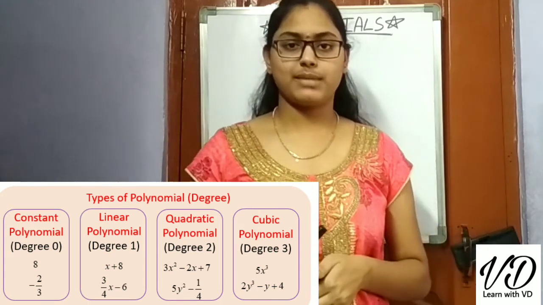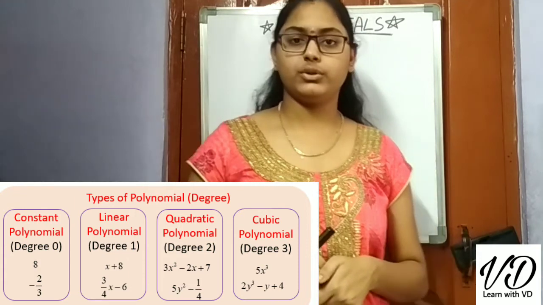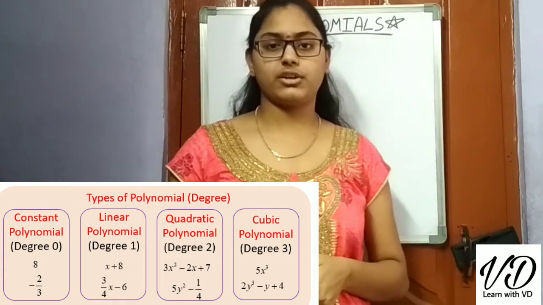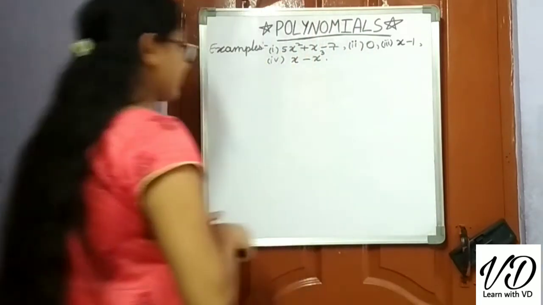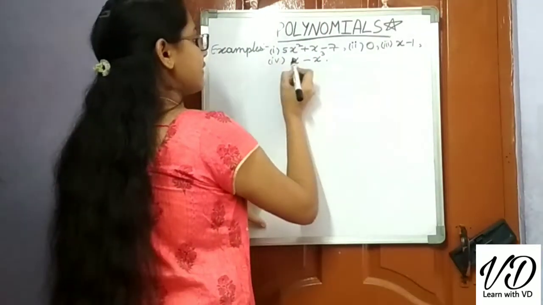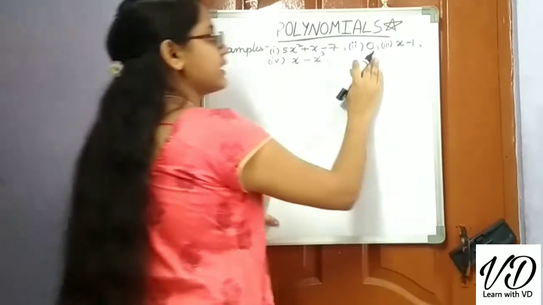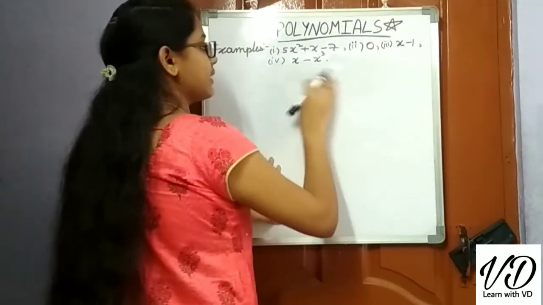Now let's take some examples and classify them into types of polynomials based on the degree of the polynomial. Now let's classify some examples. Here I took the examples 5x squared plus x minus 7, 0, x minus 1, and 4x minus x cube.